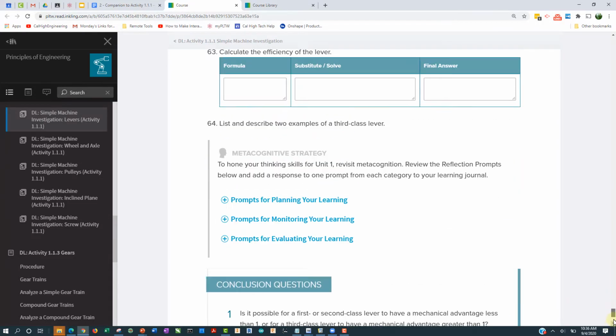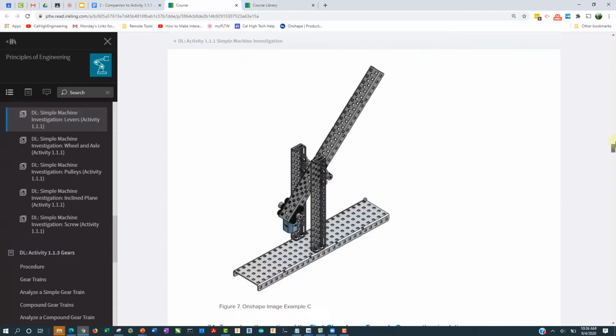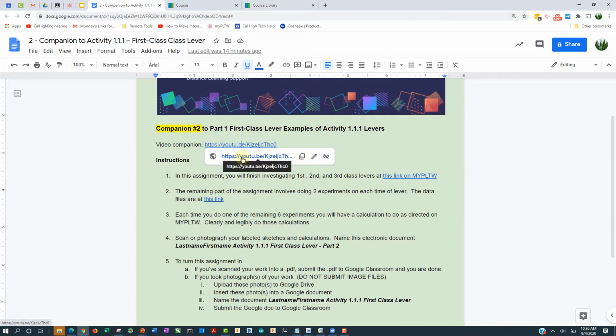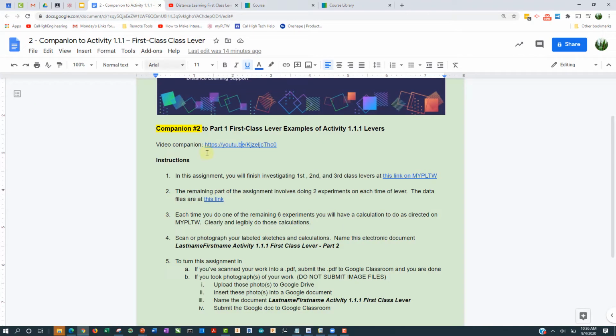If you go all the way to the bottom, you're going to see that we're all the way up to 64. And so this is quite long. And as you'll recall, this video here deals with just the first class lever. Use this tape measure here on Onshape. I'm going to demonstrate. This is my assistant, or friend, Percy, who did this video, and it leads you through steps 1 through 11.